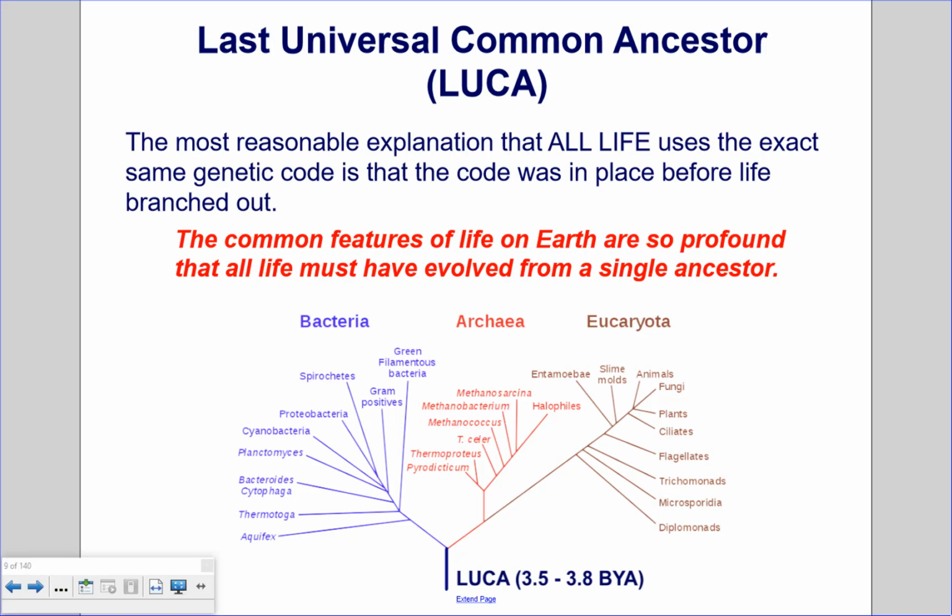Last universal common ancestor, or LUCA. The most reasonable explanation that all life uses the exact same genetic code is that the code was in place before life branched out. Remember the 64 codons of mRNA? They all code for the same amino acids in every single organism. Whether it's bacteria or a whale or a tree, it doesn't matter, it's all the same.